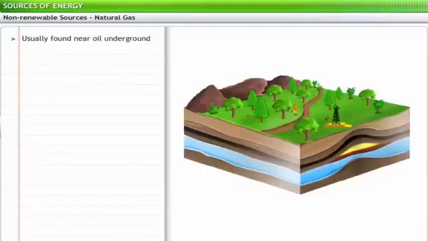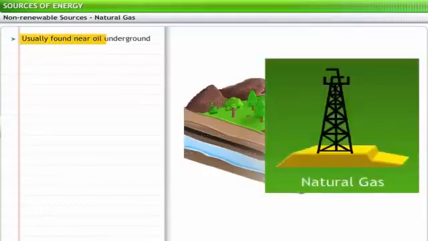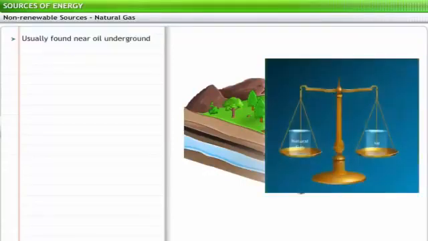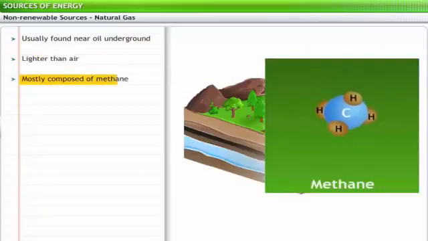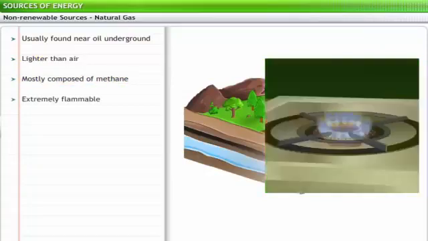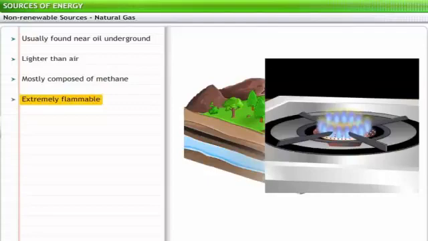Like coal and oil, natural gas is also found in rocky deposits below the Earth's crust. Natural gas is lighter than air and is mostly composed of methane gas. It is extremely flammable.